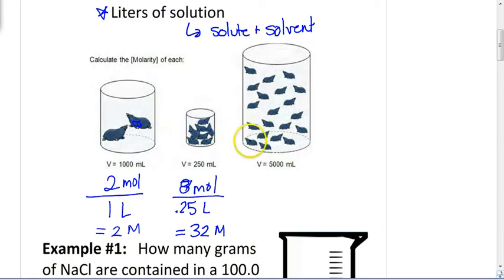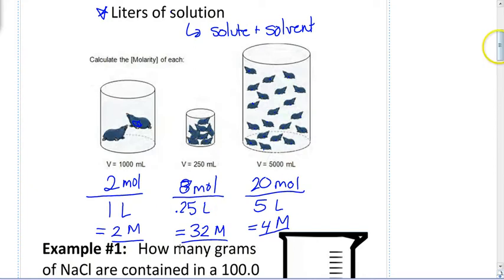Okay, and our last one here, quickly count. 1, 2, 3, up to 20. There's a lot of moles there. Hey, do you think this is going to be more or less concentrated than the other 2? Well, you can kind of look at it and maybe make a guess. And if we got 5,000 milliliters, that would be 5 liters. So that turns out to be 4 molar. So it's only twice as concentrated as our first one, because that was 2 molar. And it's about 8 times less concentrated than the second one. So molarity is just kind of a number that tells us approximately how strong our solution is.